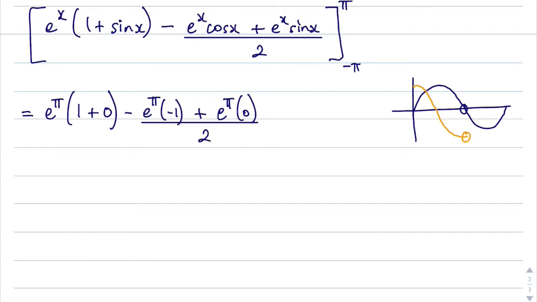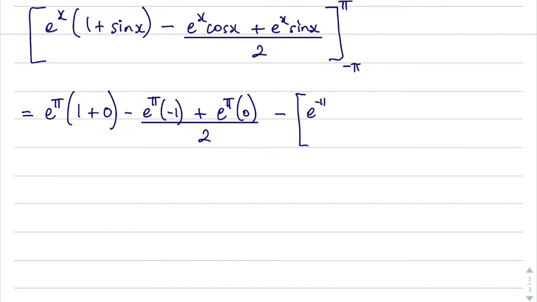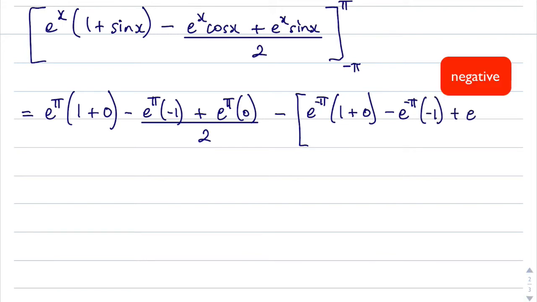And then we're going to subtract when we put in the negative pi limit. So we're going to subtract. Let's put in negative pi. We get e to the negative pi (1 plus sine of minus pi, again 0), minus e to the negative pi multiplied by -1, plus e to the negative pi multiplied by 0, and that's all over 2.